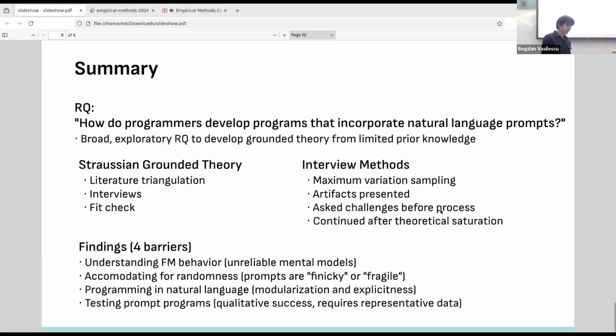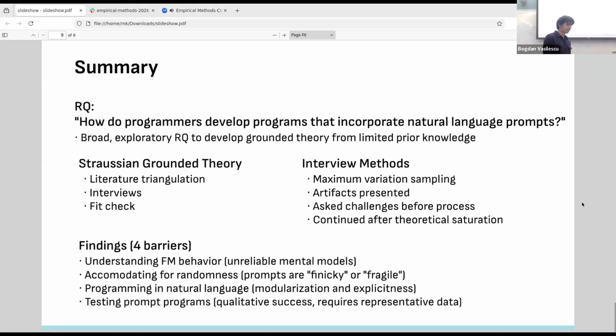So, summary: they have a very broad exploratory question. They had this iterative process with a lot of validation at the end. And they also continued after theoretical saturation at around n equals 12 up to 20 people.